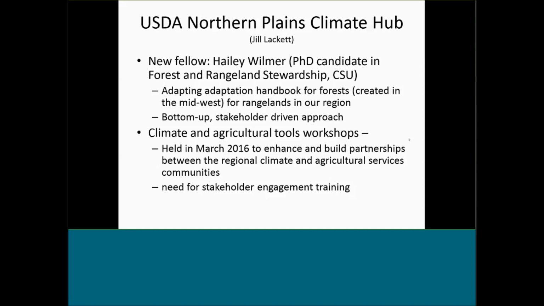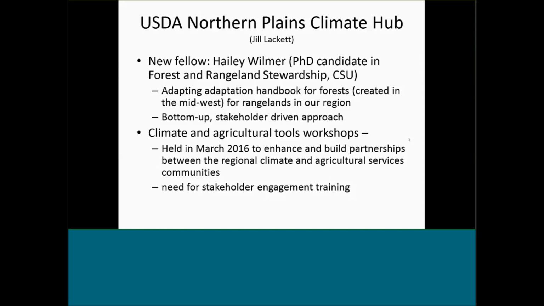This is going to be a bottom-up, stakeholder-driven approach. She will be starting by conducting interviews with ranchers and land managers as she begins this project. And she says she doesn't know how much of this handbook she can keep and adapt, or how much is going to have to be created from scratch, but I guess she'll be working on that shortly.